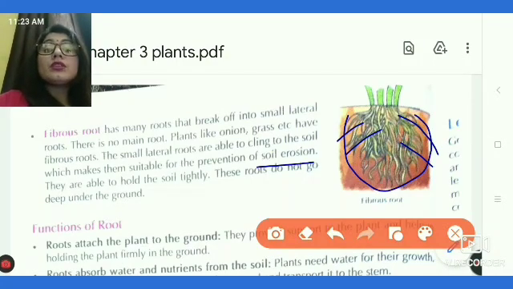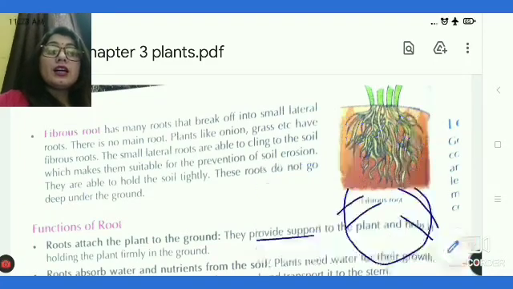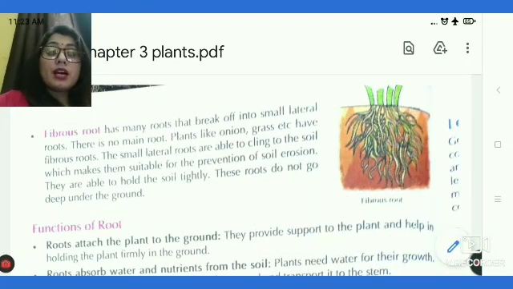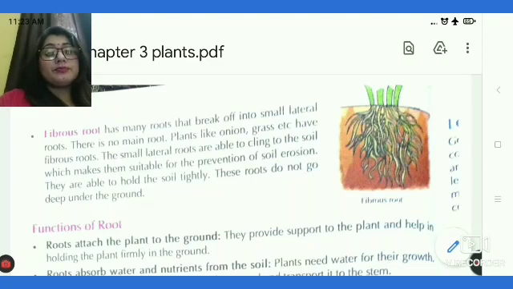They are able to hold the soil tightly. All these roots, fibrous roots, are able to hold the soil tightly. These roots do not go deep underground. So you can see here also they do not go so deep under the ground, so they are easier to take out. You can pull out the plants with fibrous root easily than the tap roots.